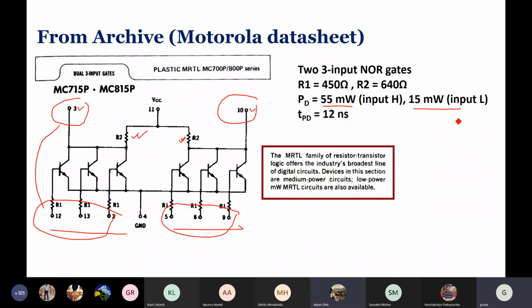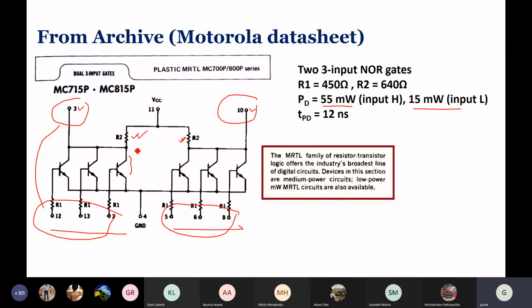When input is high, more power will be dissipated across the resistor R1. The transistor is not cut off; it goes into saturation, and a large amount of current flows. So the power dissipation is relatively much larger. Propagation delay is kind of acceptable.